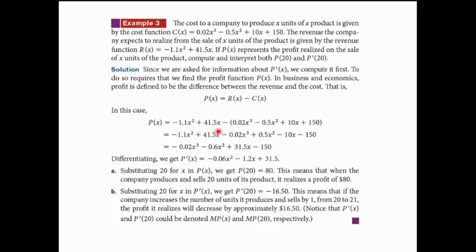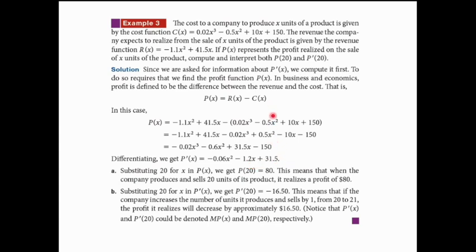So I would list that all out. Now, when you're subtracting C of x, remember that you're subtracting every term. So don't forget to distribute that negative. When you clean that up, you're going to get a profit function of negative 0.02x to the third minus 0.6x squared plus 31.5x minus 150. So now when we take the derivative, we're going to get negative 0.06x squared minus 1.2x plus 31.5.